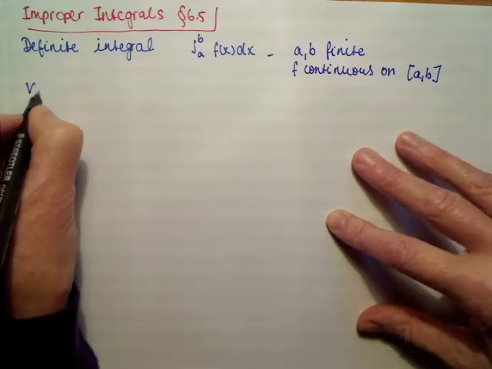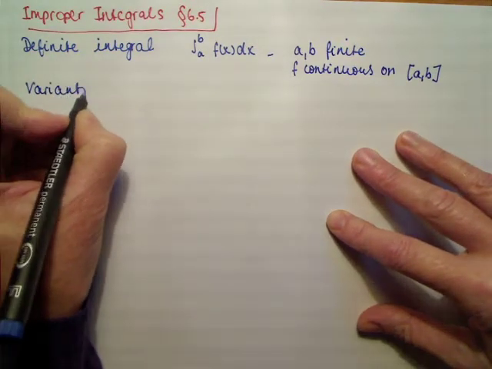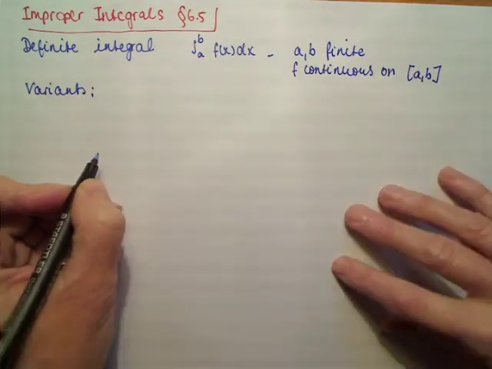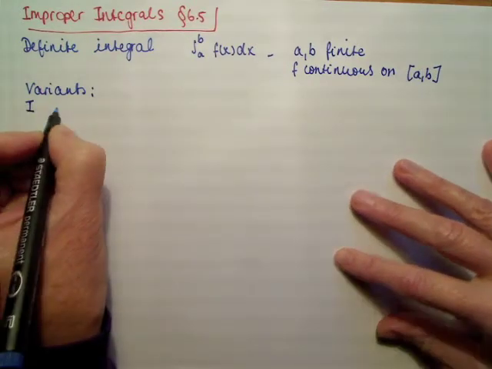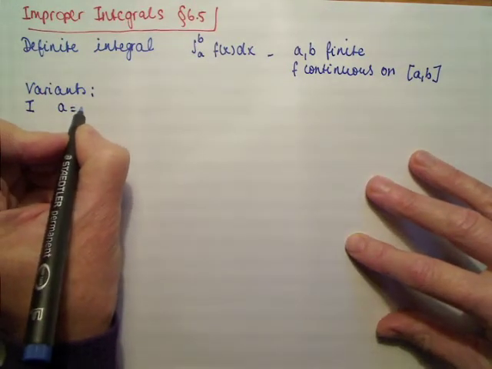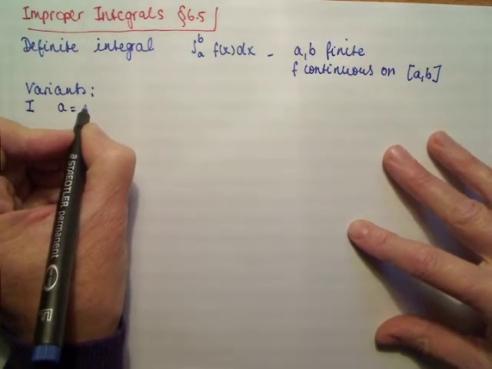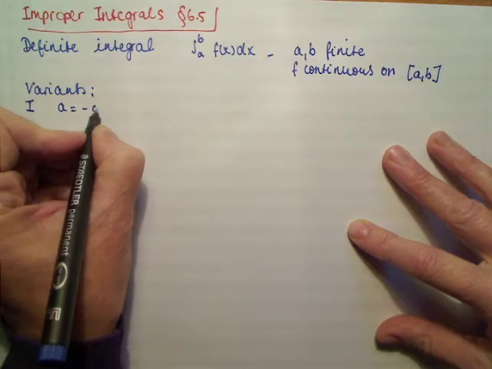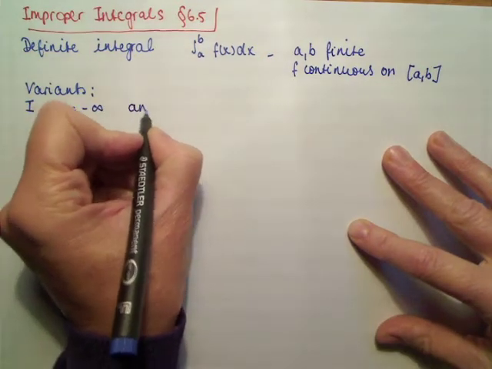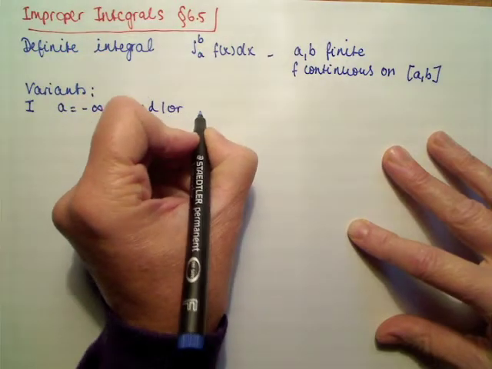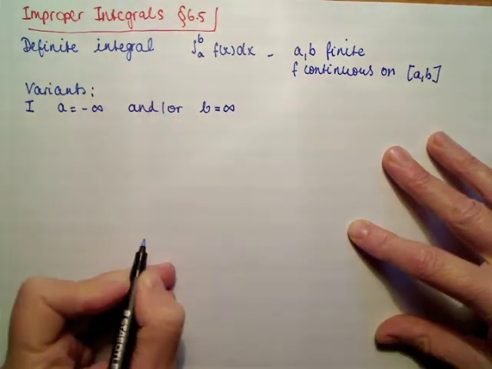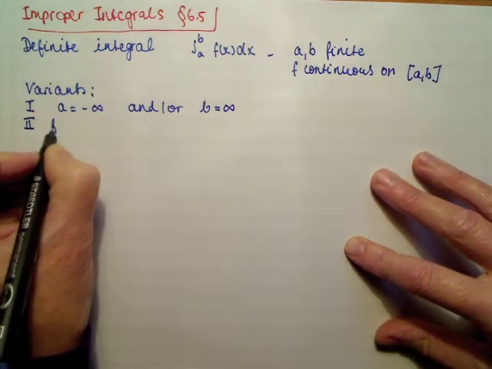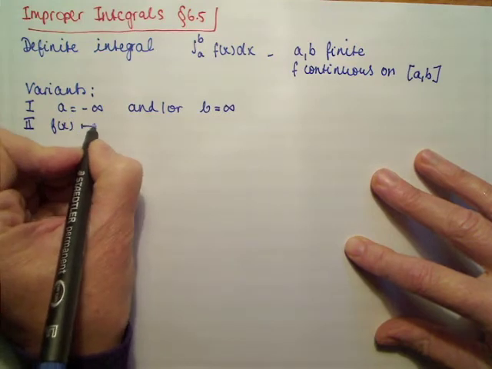Now, of course, we can have a number of variants, which occur in the case of probabilistic examples. So, the first variant is when one of the boundaries of the interval is infinitely large. That means that the left boundary a is equal to minus infinity, and/or the right boundary b is equal to plus infinity. Another variant may happen when f of x itself is not defined at one of the endpoints.